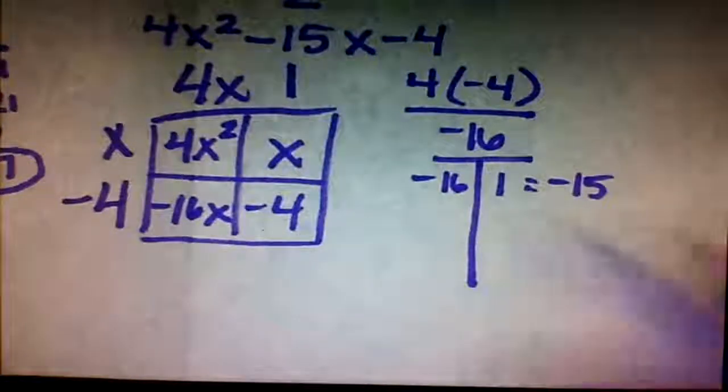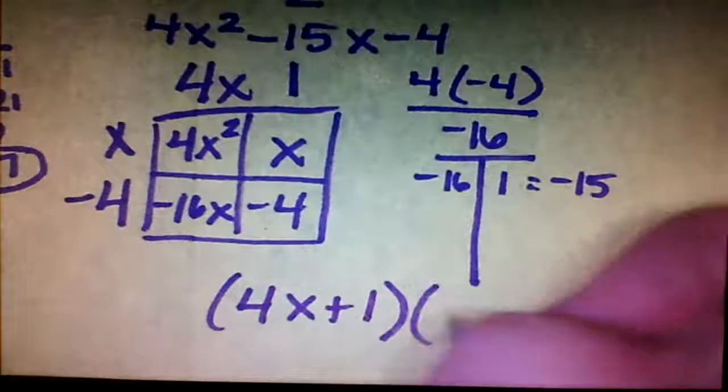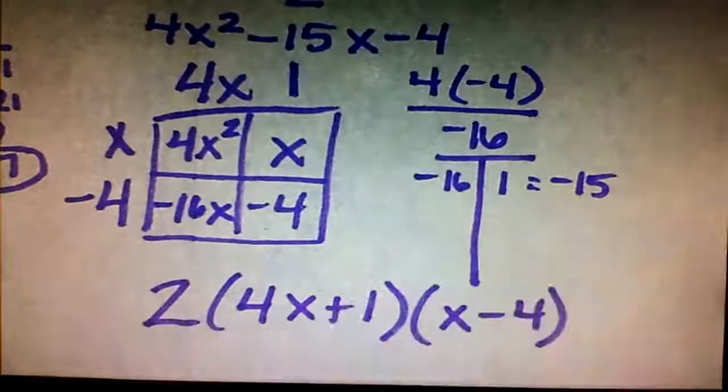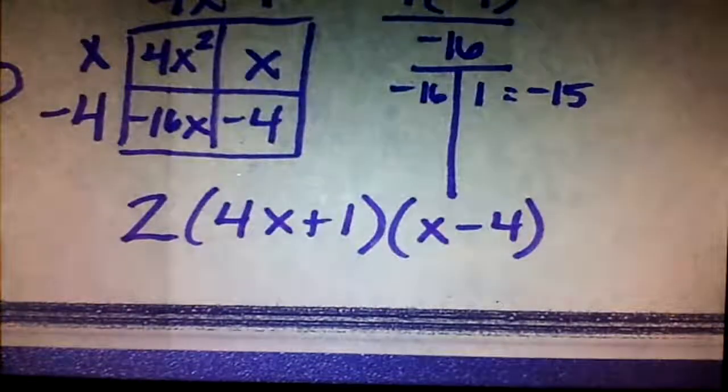So your answer then is 4x plus 1, x minus 4, and don't forget your 2 that you pulled first. I'm going to tell you right now, that's one of the most common mistakes. When you pull out that greatest common factor, you forget to put it.